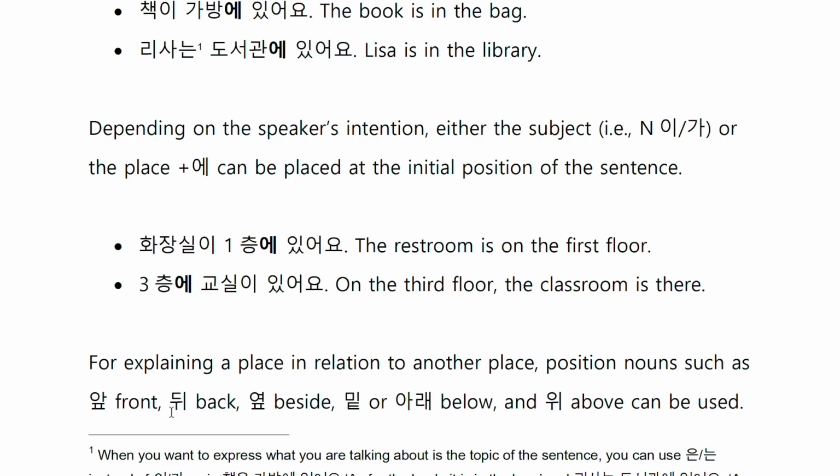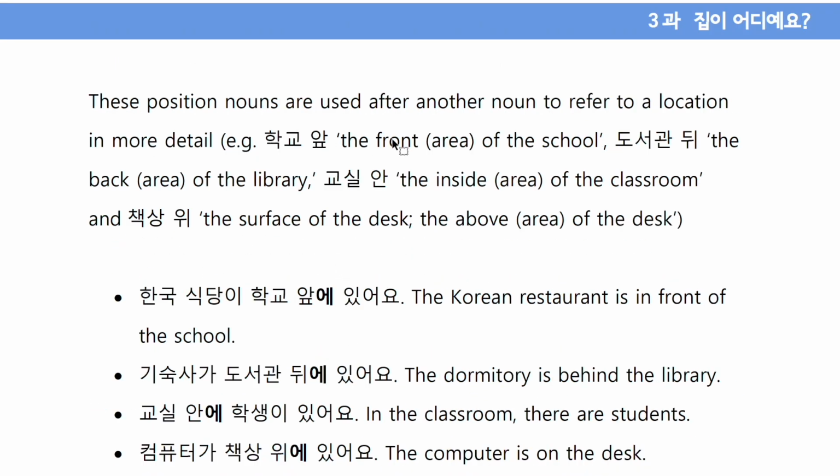For explaining a place in relation to another place, position nouns such as 앞, 앞 means front of something. 뒤 means back of something. 옆 means beside of something, next to something. 밑 or 아래, below of something. 위, it means above of something can be used. 그렇죠? The position nouns are used after another noun to refer to a location in more detail.